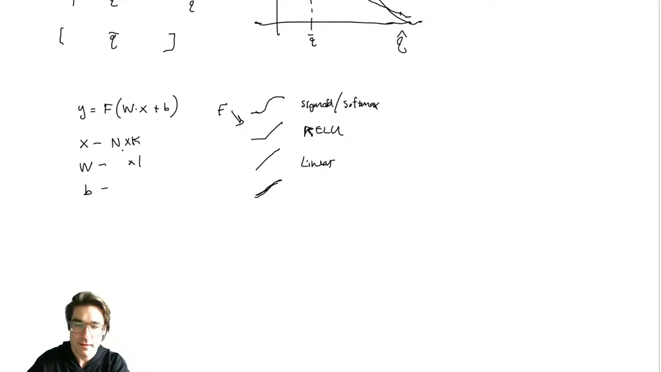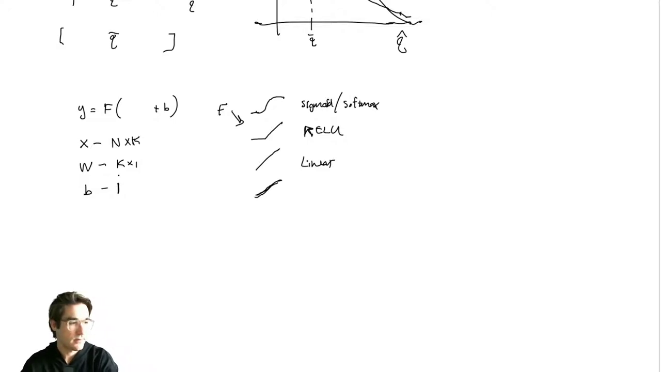No. Okay, let me think. We want to get out n by 1. The weight should be size k. I might have to do some backtracking here. So if we want to get something, it should be size k. Let's say that those are k by 1, and then this is just going to be dimension 1.